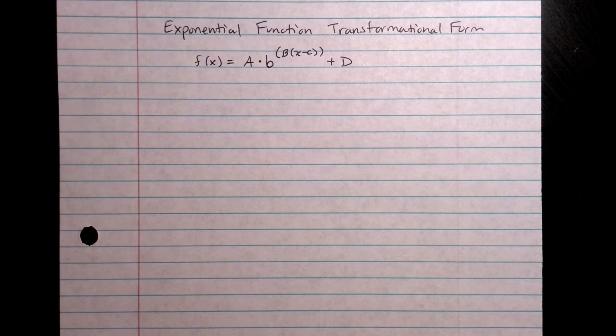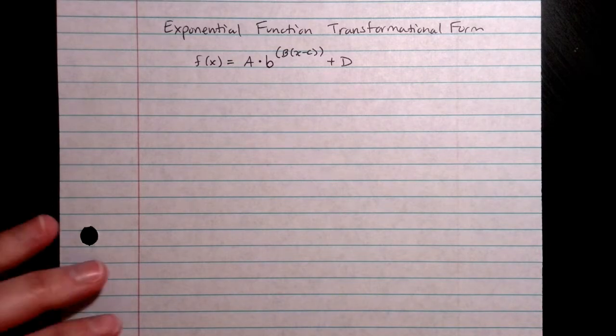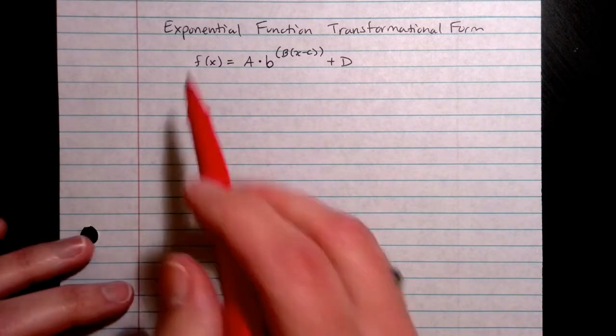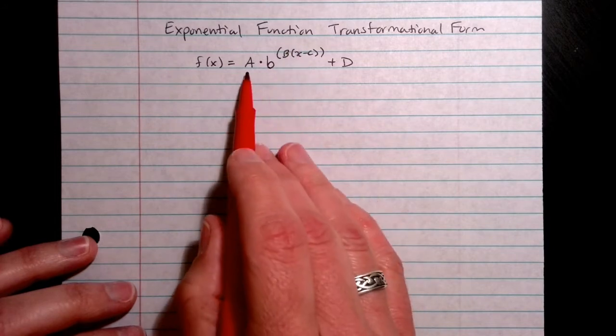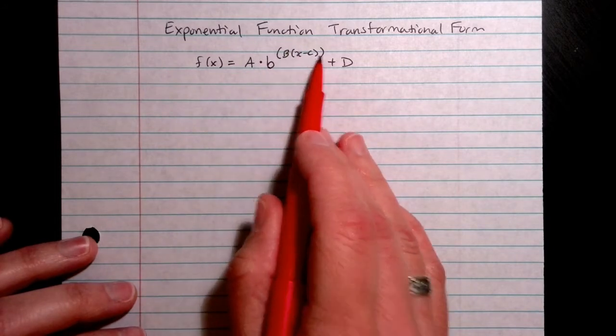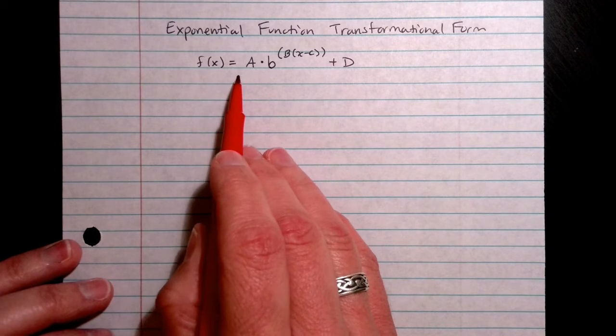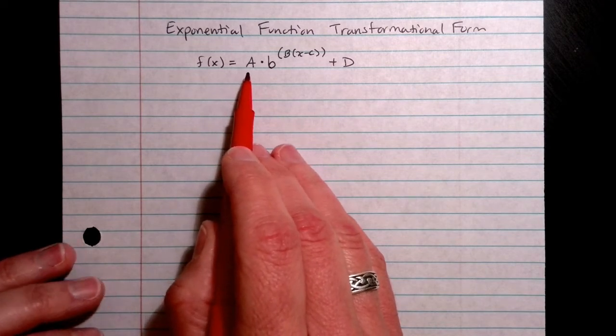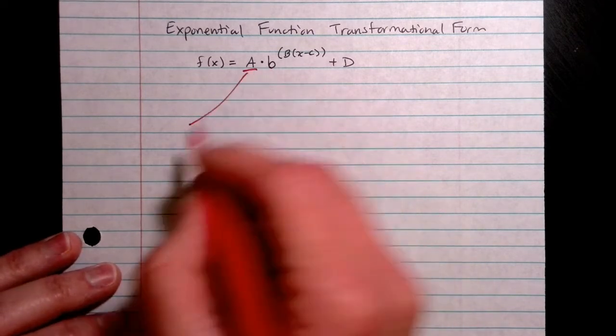Let's look at the transformational form of an exponential function. Now, what I'm about to show you is going to sound very repetitive, but it's important to remember not only those characteristics, but to also see how they apply to our new function family. So exponential function. We have an A, B, C, and a D. A is the vertical dilation or reflection over the x-axis.